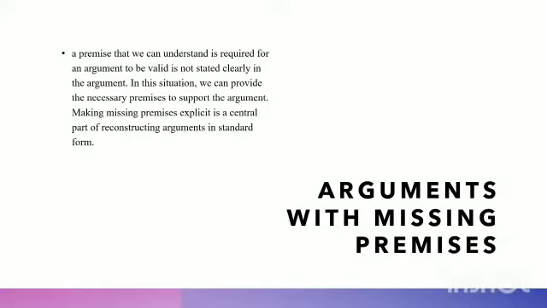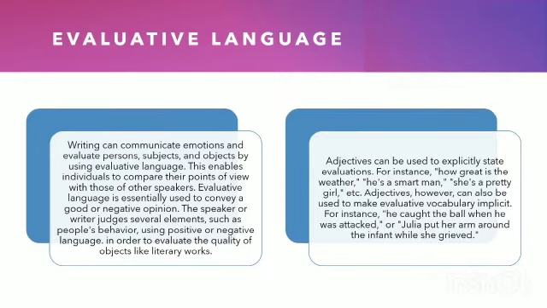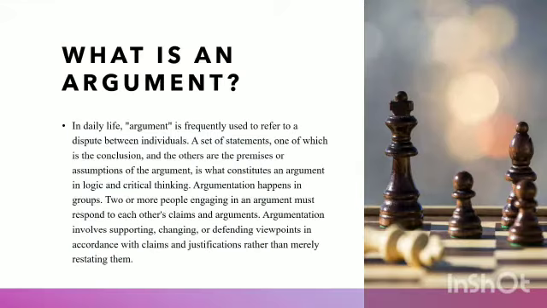For instance, how great is the weather? He's a smart man. She's a prairie girl, etc. Adjectives, however, can also be used to make evaluative vocabulary implicit. For instance, he caught the ball when he was attacked, or Julia put her arm around the infant while she grieved.